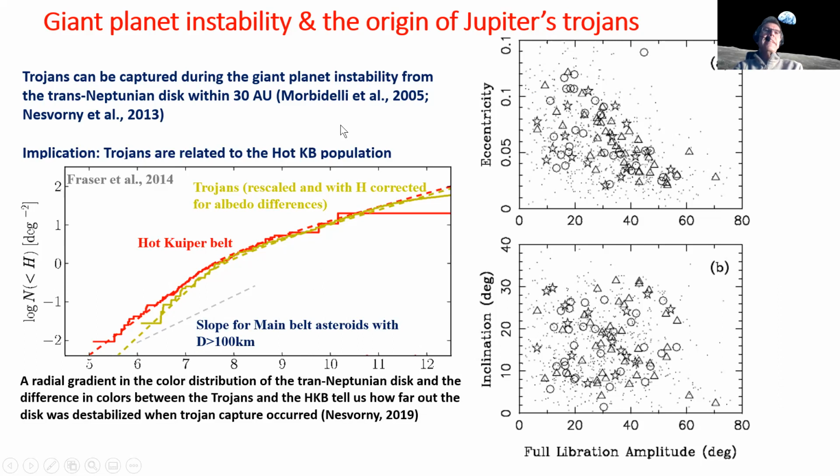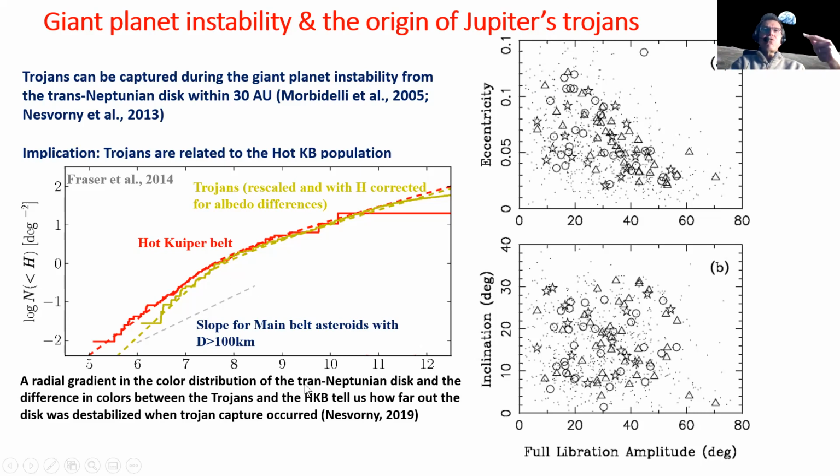But I also said that the color distribution of the Trojans, both at Jupiter and Neptune, are different from those of the hot Kuiper belt. It's just a subset of the color distribution of the Kuiper belt. An idea is that the original trans-Neptunian disk had a gradient of colors with heliocentric distance. And the fact that the Trojans just sampled the less red portion of the hot population suggests that the disk color gradient went from less red to more red, from closer to Neptune to further away from the sun.